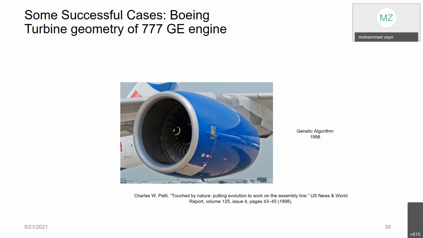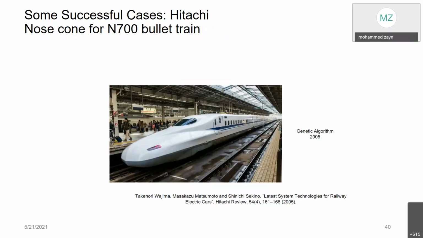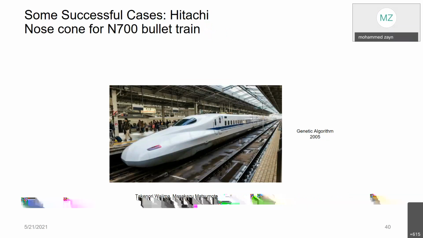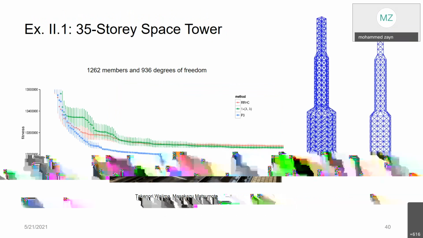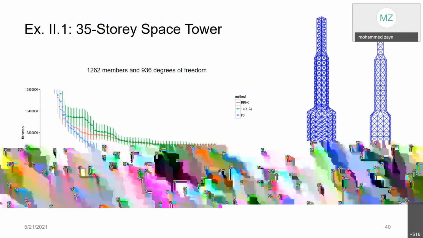I should say these are not new algorithms. Boeing used genetic algorithm in 1998, and Hitachi used it for designing the nose cone of the train in 2005. And we also use those for very complex problems.